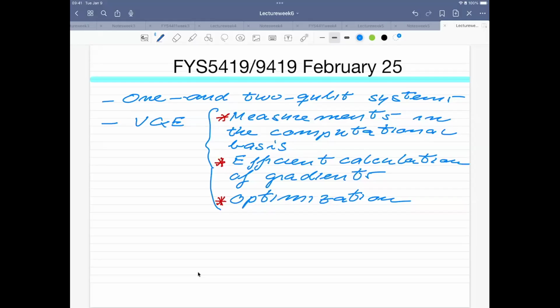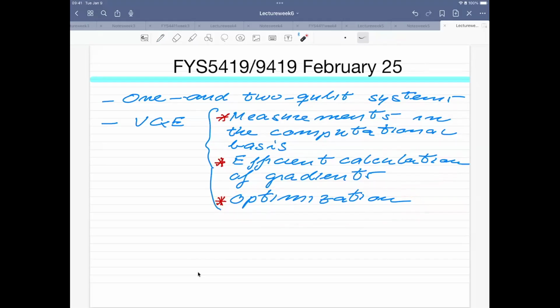So a quick reminder of what we are going to do today. We have a measurement in the computational basis. That means that we are going to make a transformation both for the 1 qubit, the 2 qubit, and the many qubit cases. We want to make an efficient calculation of the gradients, and this is the parameter shift rule. And then we have the optimization part.